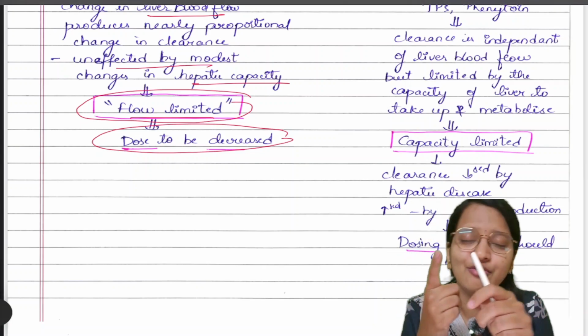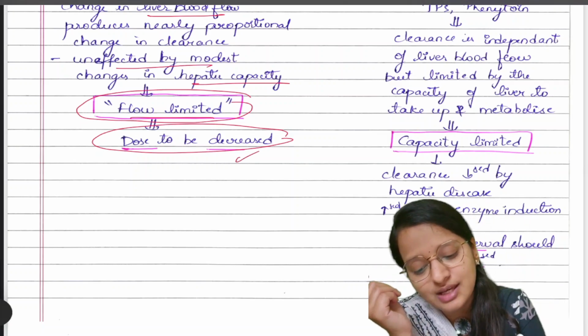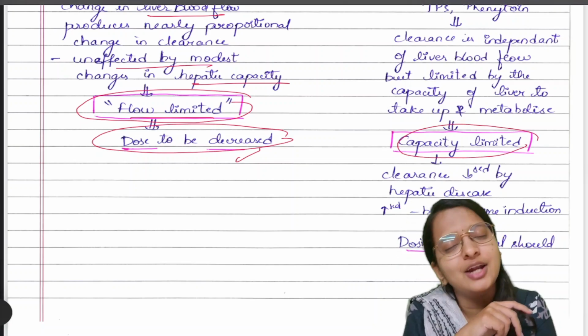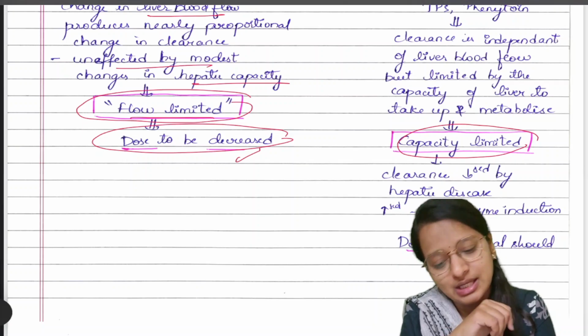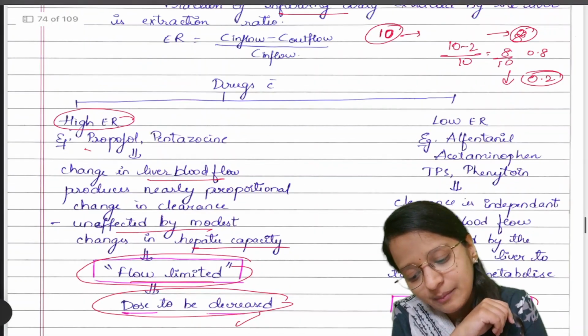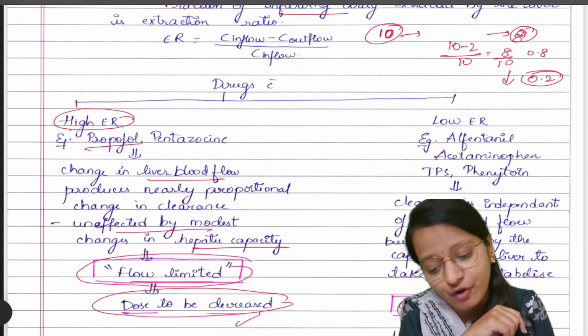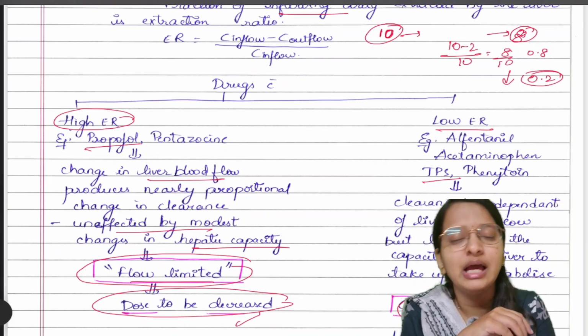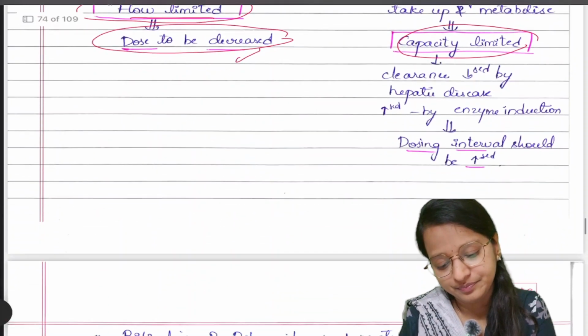High extraction is flow limited. In that, what we have to do is decrease the dose. Low extraction is capacity limited. In that you have to increase the dosing interval. Examples of high extraction ratio drugs are propofol and pentothal, and low extraction ratio drugs are thiopentone, phenytoin, alfentanil, acetaminophen.